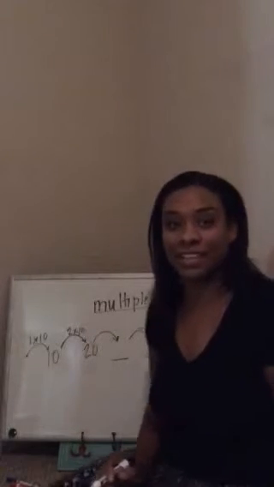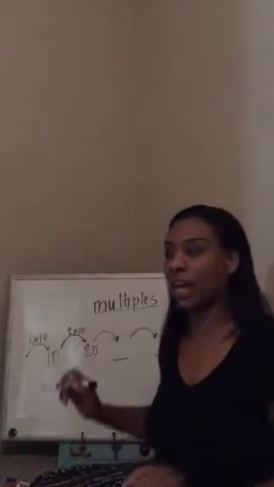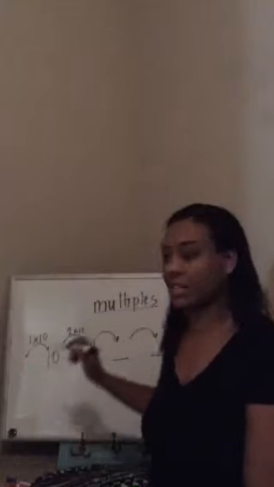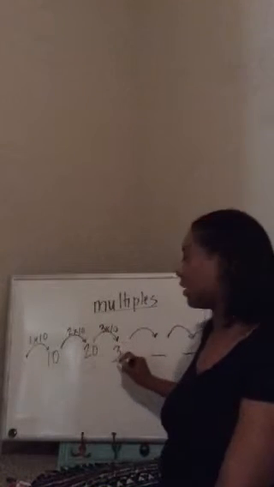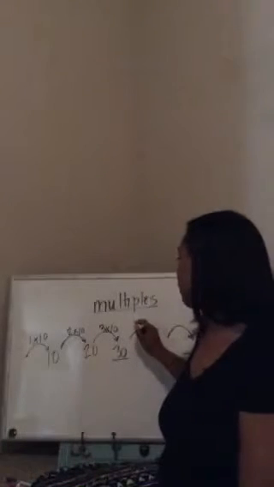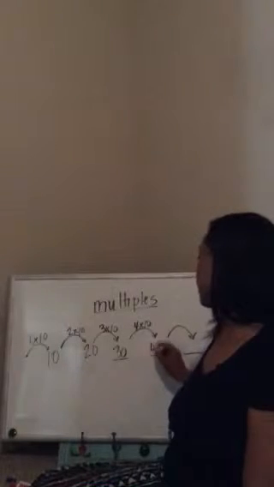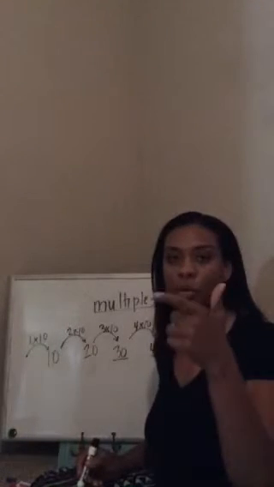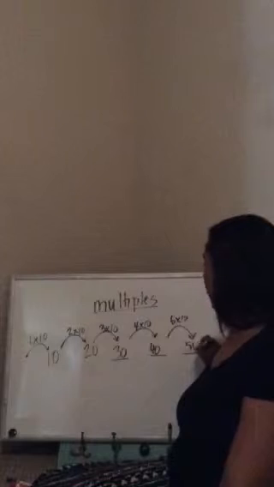Hey, I'm glad you're back. Okay, so what did you do to solve the next 3 multiples of 10? I hope you did this. 3 groups of 10 is 30. 10, 20, 30. 4 groups of 10 is 40. 10, 20, 30, 40. 5 groups of 10 is 50. We can go on and on until we get to 100.